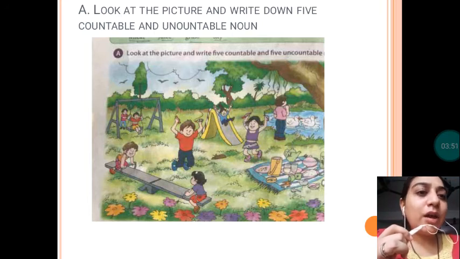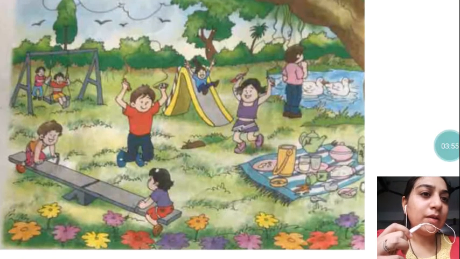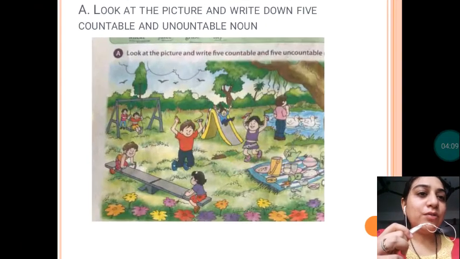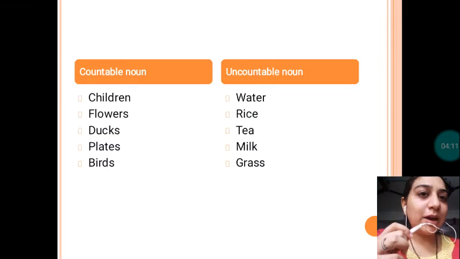And even tea you cannot count. You can see the teapot over there, the jar, milk is filled up, rice is there. All of these things we cannot count. So you have to write down from this picture 5 countable and 5 uncountable nouns. Students, you have to write down. So let's write down: countable: children, flowers, ducks, plates are countable.